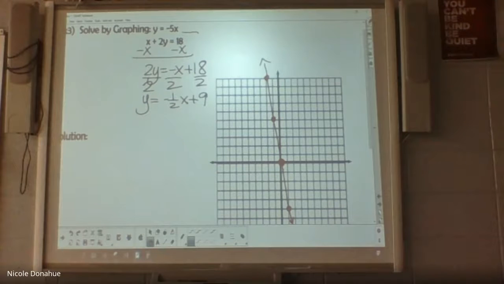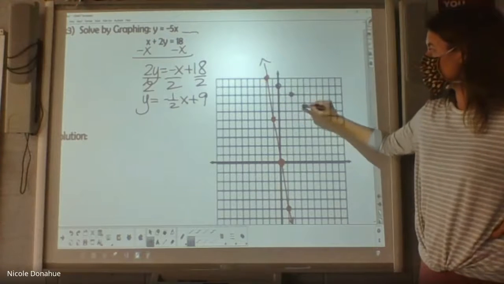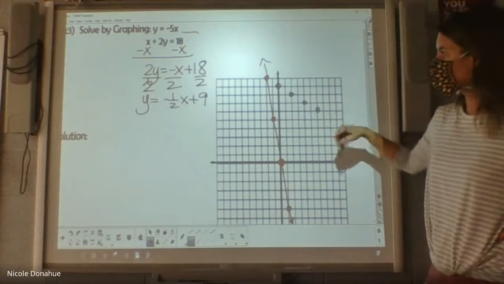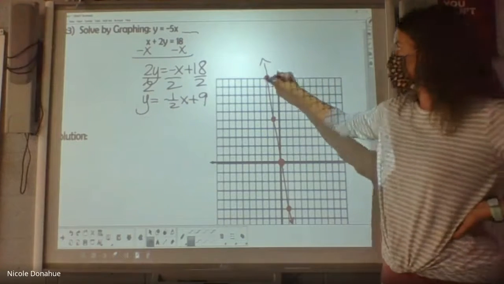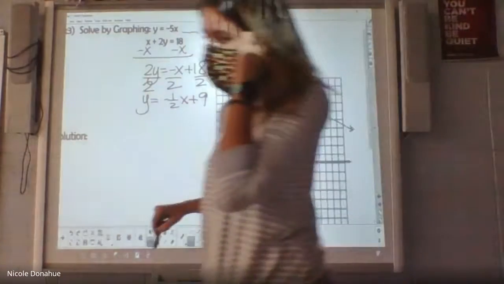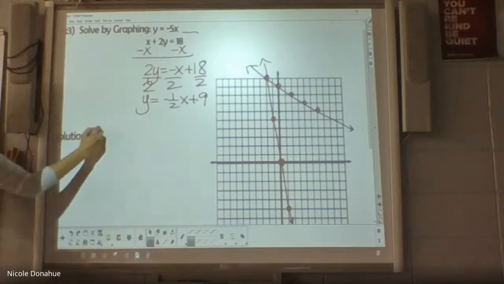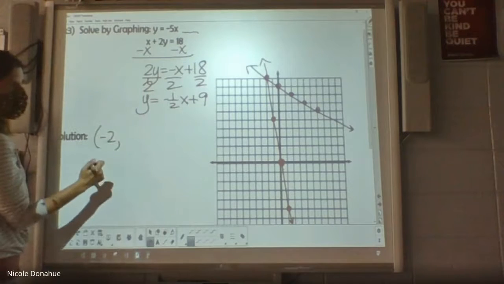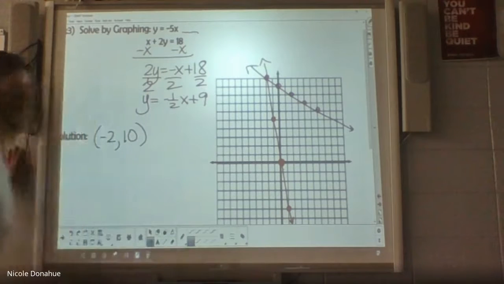So we're going to begin at 9. And then we're going to go down 1 over 2. And if I keep going that way, I'm not going to hit any of the dots I want to. So I have to reverse it. Up 1, back 2. And then it's going to intersect with that other line. So our solution is kind of back up over. So again, our solution is where the 2 lines cross. And so that's going to be -2, I believe, 10 in this case. X and Y.